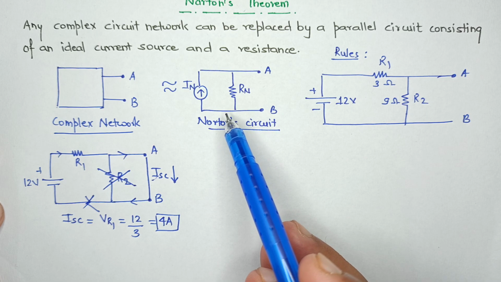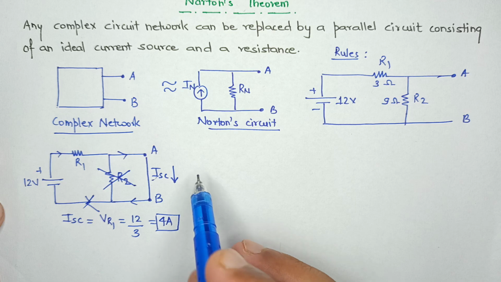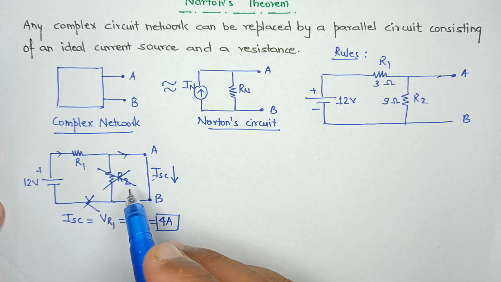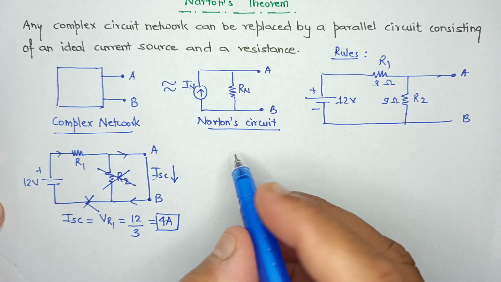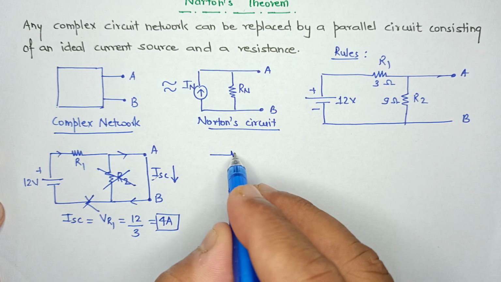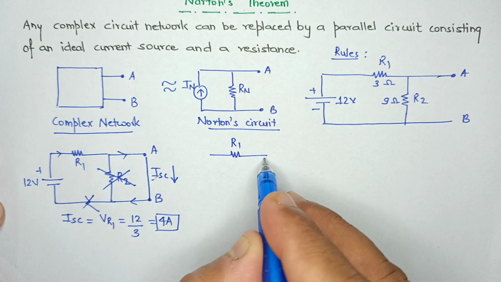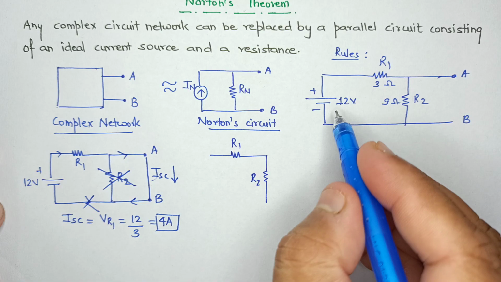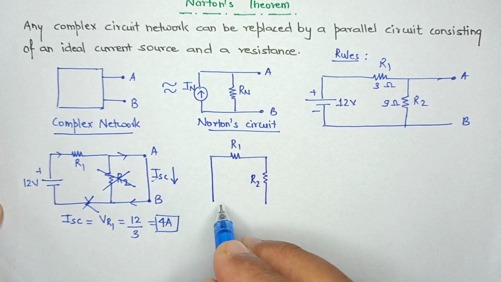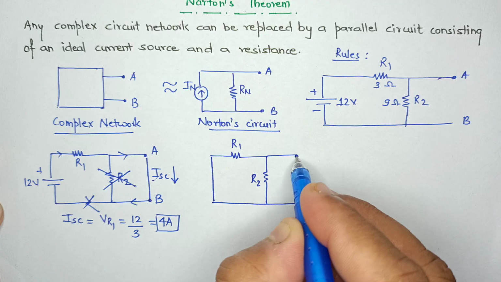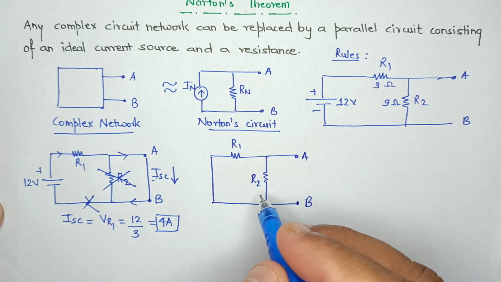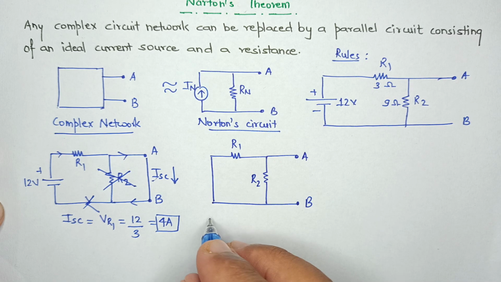To calculate the value of Rn, we have to remove the short across terminals A and B so that they are open again, and replace the voltage source by its internal resistance, that is, a short circuit, as shown in figure 5.22a. So in the next step, we short circuit the battery over here. R1 will be present here, R2 will be present here, but in place of the voltage battery, we replace it with a short circuit wire. And now we have A and B as the terminals. As you can see, R1 and R2 are in parallel to each other.